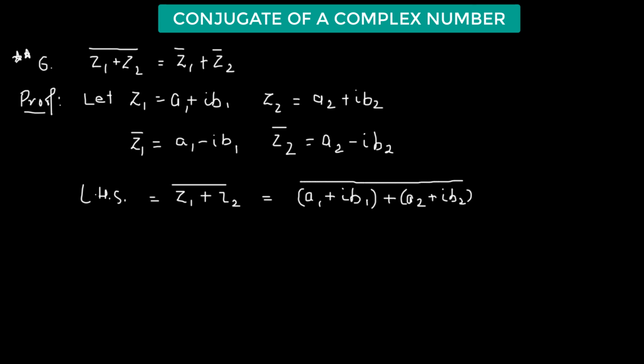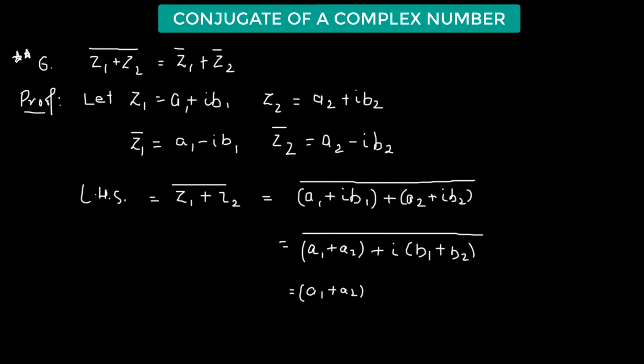And then we have to find its conjugate. So let's work out with the addition. We're not going to work with the conjugate term first. So first let's have a1 plus a2 plus i times b1 plus b2. Now we take the conjugate of this new added value. So we have a1 plus a2, the plus i will become a negative i, that's the conjugate, times b1 plus b2.